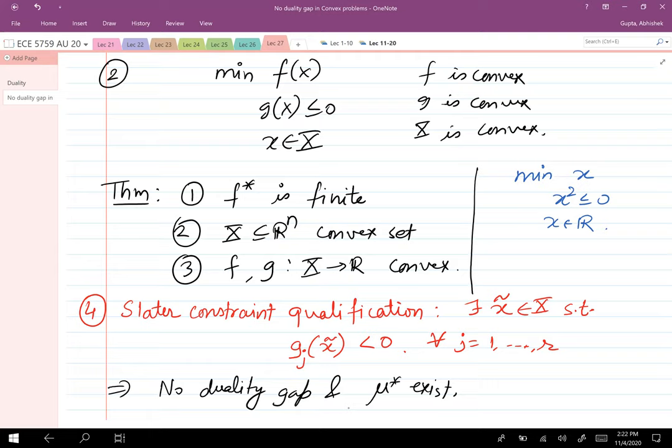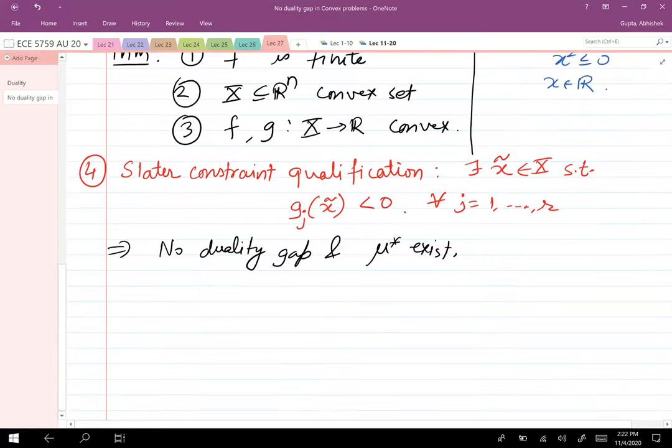Let me tell you, using the figure, what it means to have Slater constraint qualification.